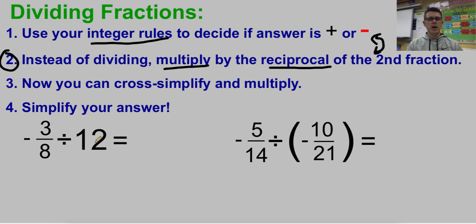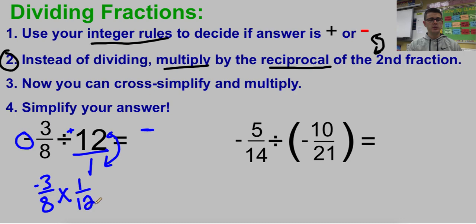So let's try this one. Last time we did this one as a multiplication problem. Now we're going to try it as division. So first, figure out whether it's going to be positive or negative. I've got 1 negative and 1 positive, so I know my answer is going to be negative. Now, instead of dividing, I'm going to make it multiplication. But the rule is that first fraction never changes. It stays the way it is, but I flip the second fraction. I find its reciprocal.